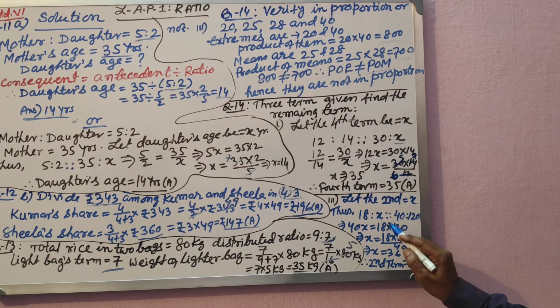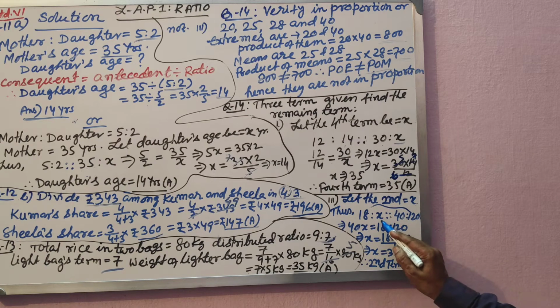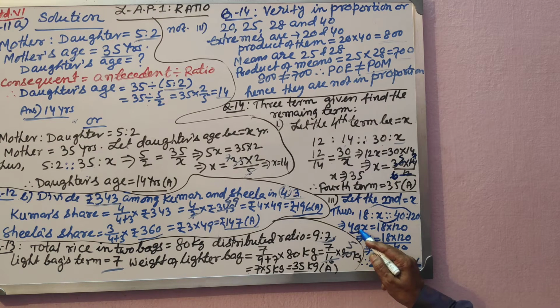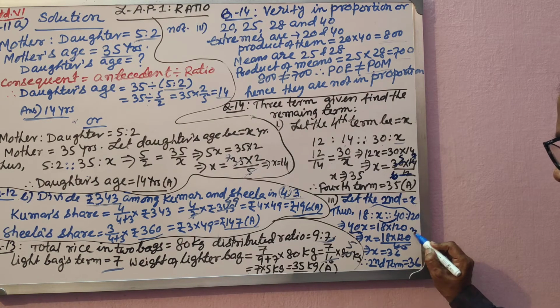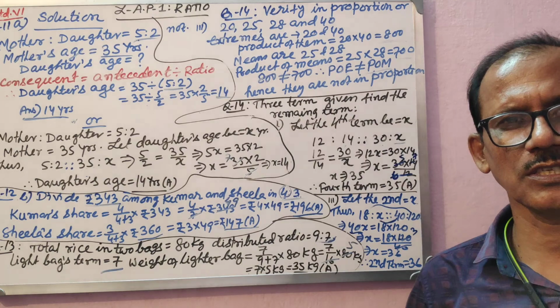So here product of the extremes is what? 18 into 120. And product of the means is what? 40 into x. So 40x is equal to 18 into 120. x will be definitely, 40 will be dividing. So 18 into 120 divided by 40. 40 3s are 120. So 18 into 3, x will be 54. Second term will be 54. Things are easy. Ratio is finished.